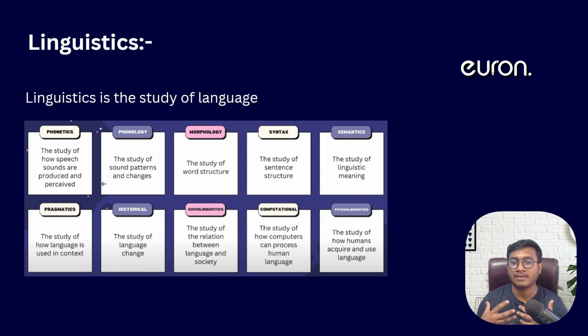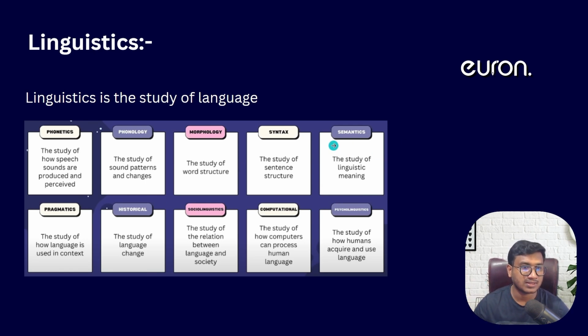That means whenever we are speaking any kind of language, how these sounds look, how you are pronouncing a particular word, this is actually called phonetics and phonology. Got it? Then there is morphology, the study of word structure. Then syntax, that means the study of sentence structure, whatever grammar you usually learn inside English.